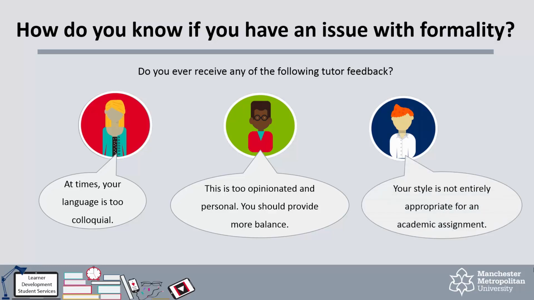If you're told your style is not entirely appropriate for an academic assignment, you may need to do some research into academic genre. Have a look at the conventions for your subject and check you're doing the correct type of writing.